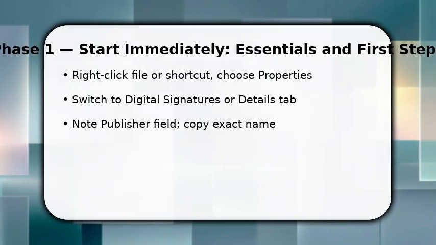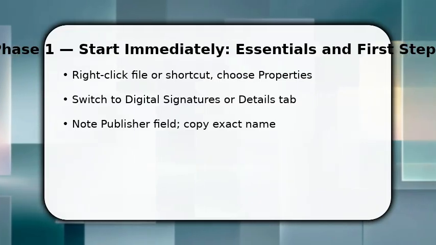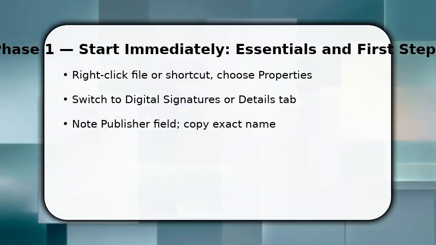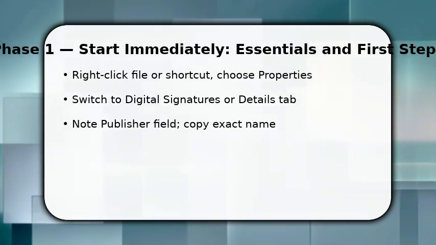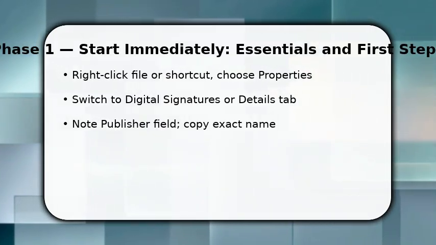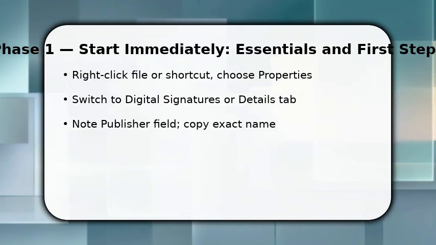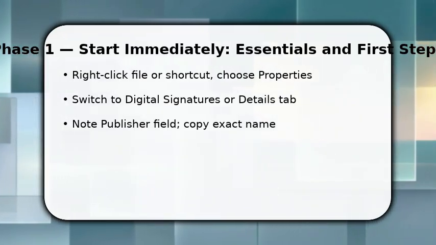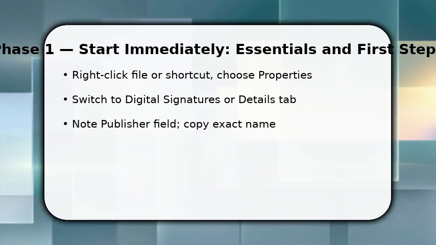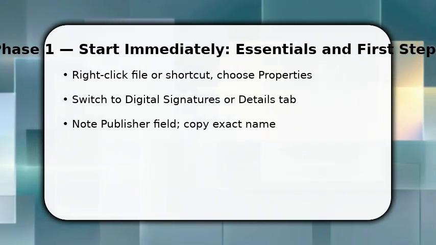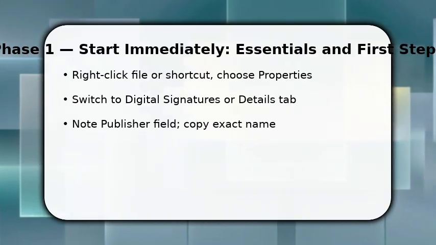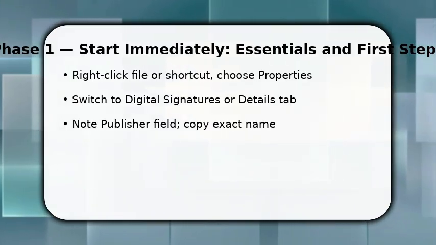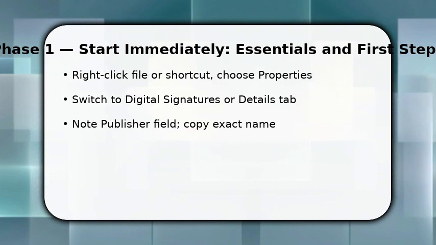You start by locating the file or shortcut you want to inspect. Right-click it and open Properties. Once done, switch to the Details or Digital Signatures tab to reveal publisher information. If there is a Digital Signatures entry, select it and click Details, then view Certificate to see the publisher name. Make sure to copy the exact publisher string. It's the authoritative identifier used by Windows and by software inventories for trust decisions.